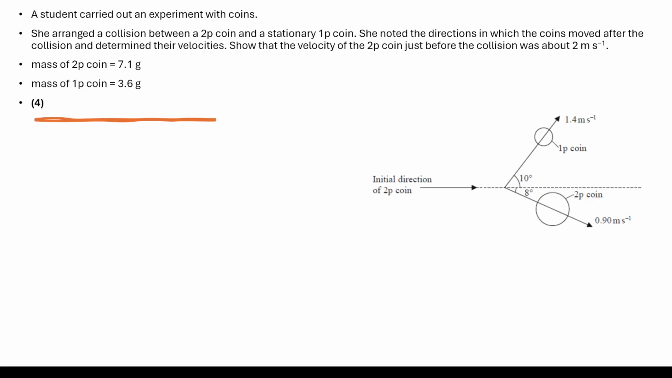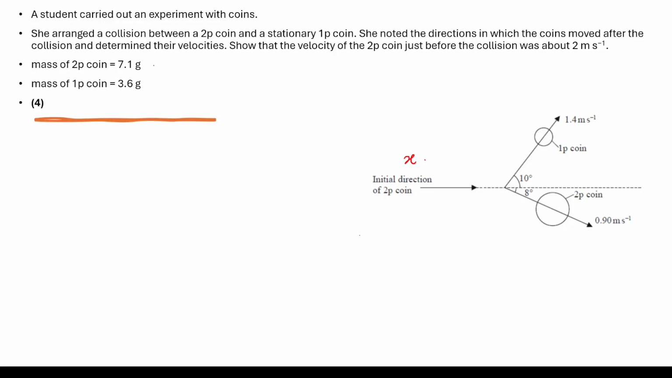Now this one is again a two-dimensional question, but I think this one is from the exam board Edexcel. A student carried out an experiment with coins. She arranged a collision between a 2p coin and a stationary 1p coin. So there's a 2p coin, a 1p coin, and then this is another 2p coin. Show that the velocity of the 2p just before the collision was about 2. This one we don't know, so let's say it is x.